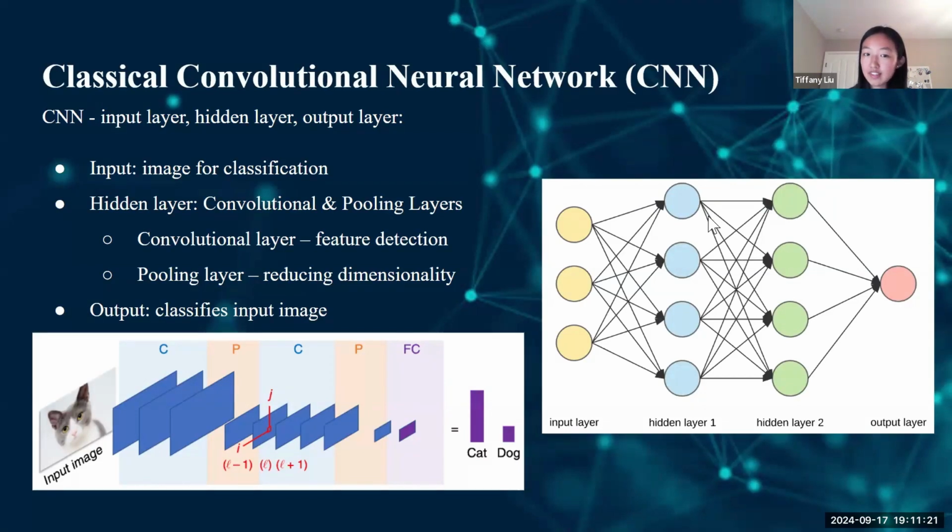So to take a closer look at these hidden layers, in our case, we're primarily looking at convolutional and pooling layers. The convolutional layer performs feature extraction, and then the pooling layer reduces the dimensionality of the MRI scan, and finally, the output classifies the scan.